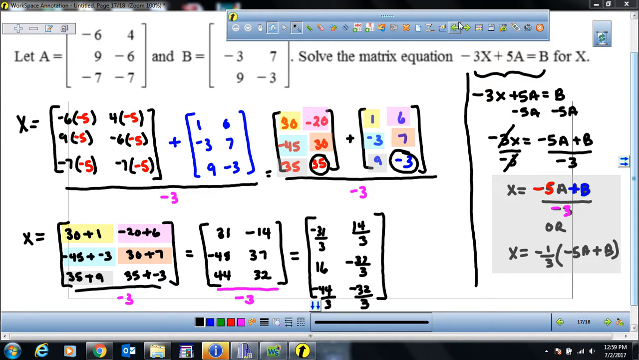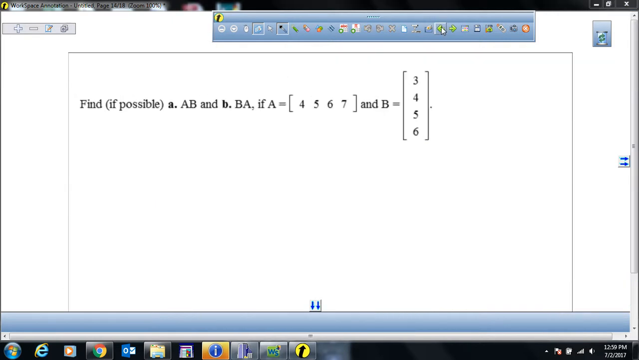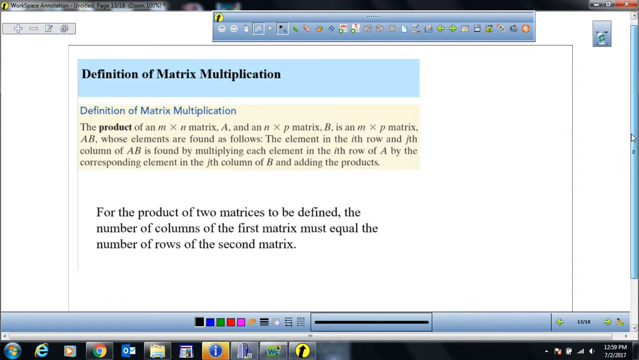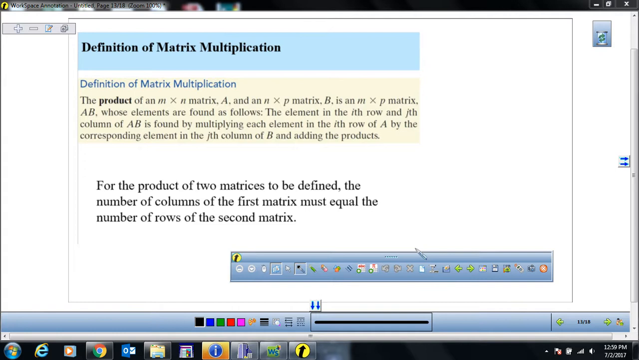We mainly use the operations learned in addition of matrices, subtraction of matrices, or multiplying a matrix times a scalar. Okay. Now, the last operation that we're going to learn is matrix multiplication. This is what you need to know now to finish this up. The product of an m by n matrix A and an n by p matrix B is an m by p matrix AB, whose elements are found as follows. Now, first of all, let's look at this.